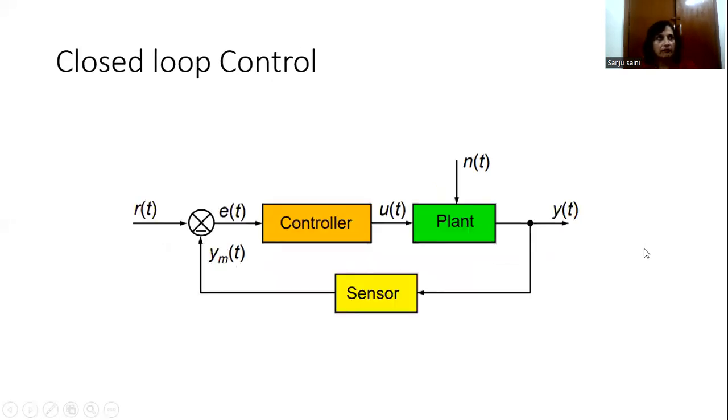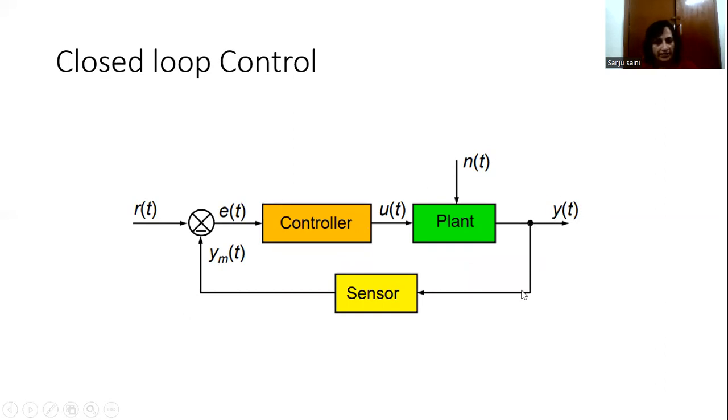Then the second type is the closed loop control system, also called the feedback type of control system. Again, we have a plant shown by the green block. Noise is entering into the plant like this. The controller gives the actuating input to the plant, as in the case of the open loop system, and the plant gives the output y.